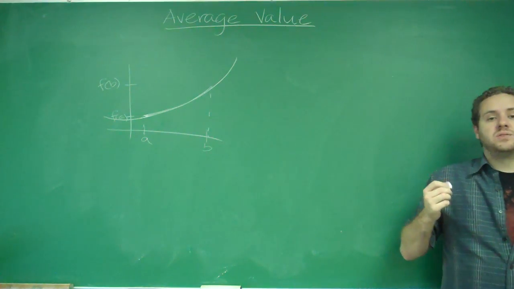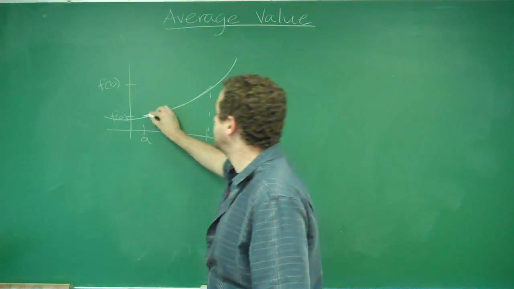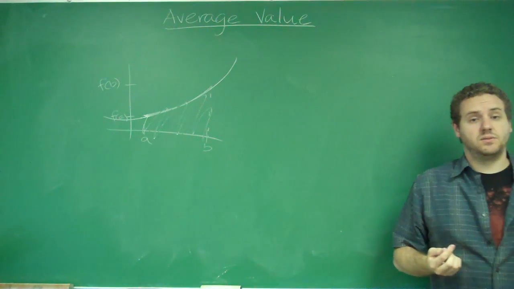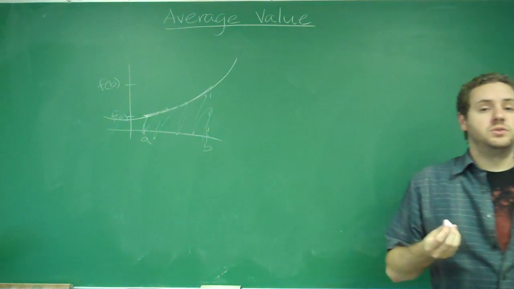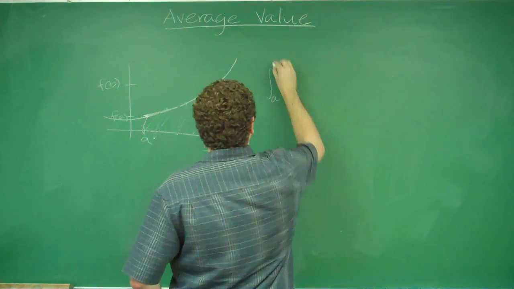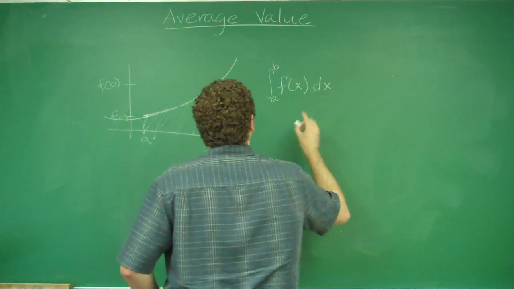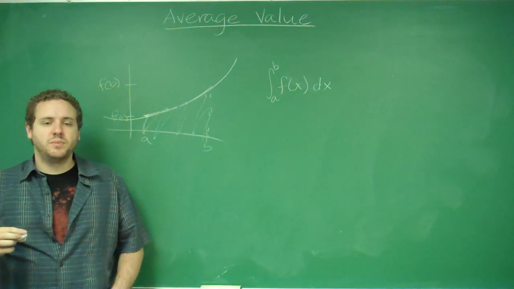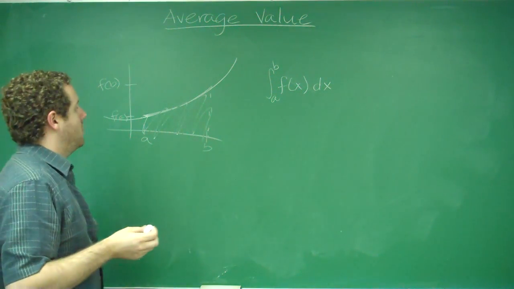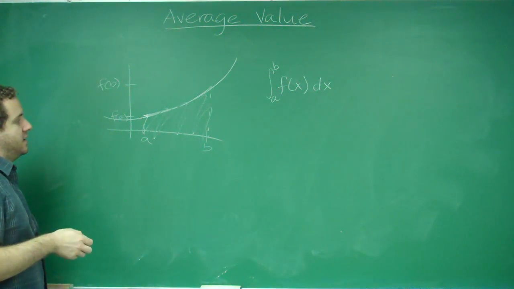So how you can find the average value very simply is turn this area that's under this curve into a rectangle. So how do you do that? Well, to find the area under the curve, you need to do the definite integral. So by doing the definite integral from a to b of f of x, that gives us the area. So what we're saying is we want this area to now be a rectangle instead.